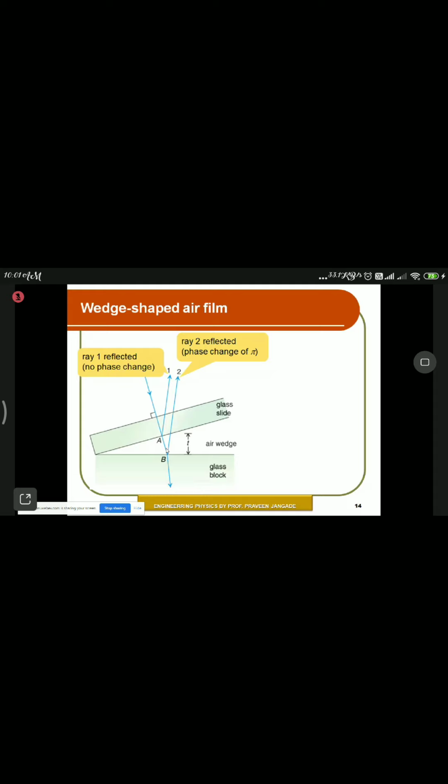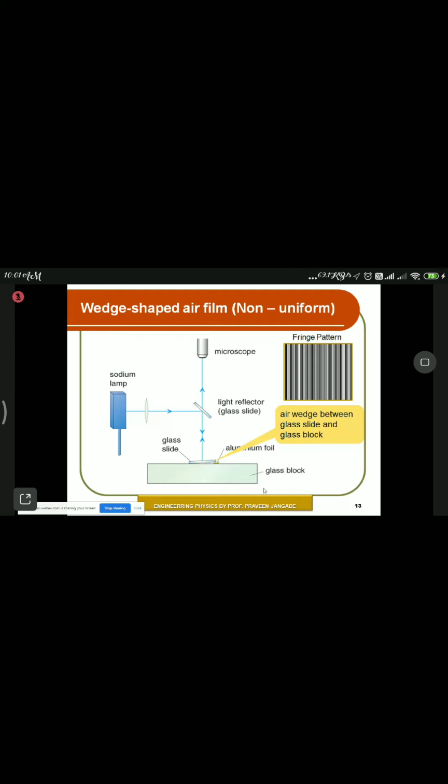Okay, and this particular gap which is filled by the air medium is therefore called an air wedge or wedge-shaped air film. Please make sure you are clear about the definition of this wedge-shaped air film. As we know, the thickness is continuously changing from one end to the other, so that is considered a non-uniform film. So this is the entire setup of the wedge-shaped air film. What are the other parts of this setup that we can see?